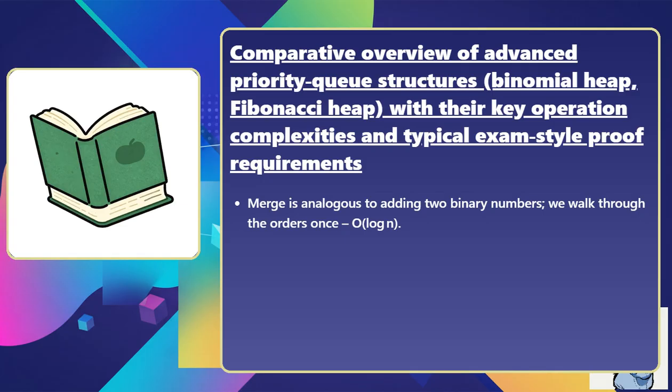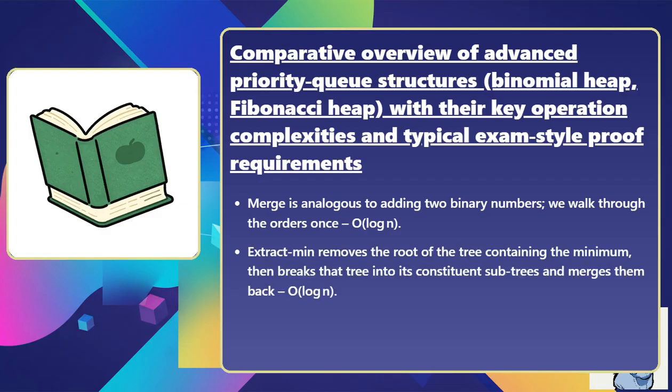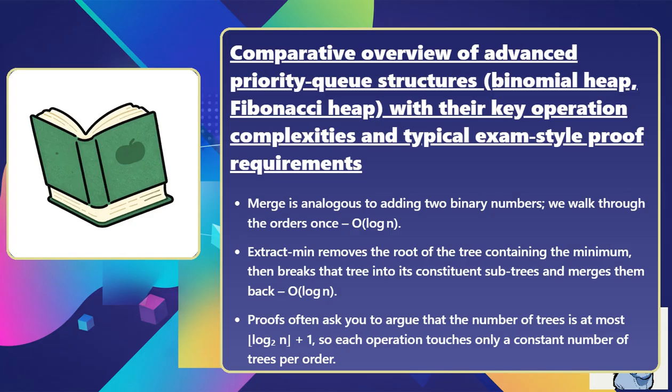Merge is analogous to adding two binary numbers. We walk through the orders once, O(log n). Extract min removes the root of the tree containing the minimum, then breaks that tree into its constituent subtrees and merges them back, O(log n). Proofs often ask you to argue that the number of trees is at most floor(log₂ n) + 1, so each operation touches only a constant number of trees per order.